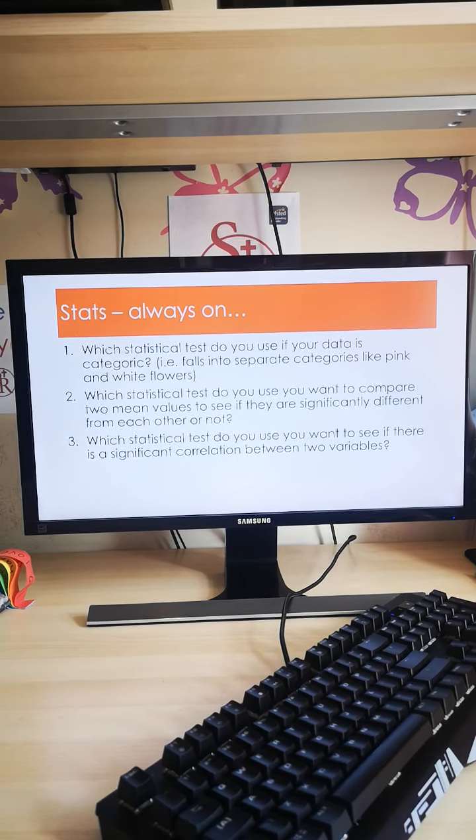Okay, so 1. What stats test would you use if your data was categoric? So in other words, falls into categories like pink and white flowers. Okay, well, if it falls into categories, what you'd be counting up is a frequency. How many of the flowers are white and how many of the flowers are pink. So whenever it's categoric data, it's going to be chi-squared.